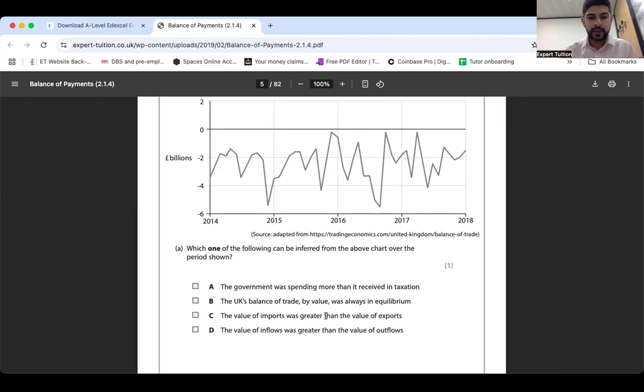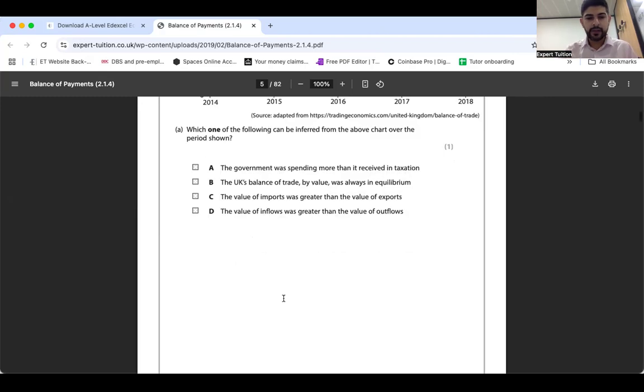So it's obviously C. The value of inflows is greater than the value of outflows. I don't even know what they mean by that. Just get in the bit. Yeah, it's obviously C.